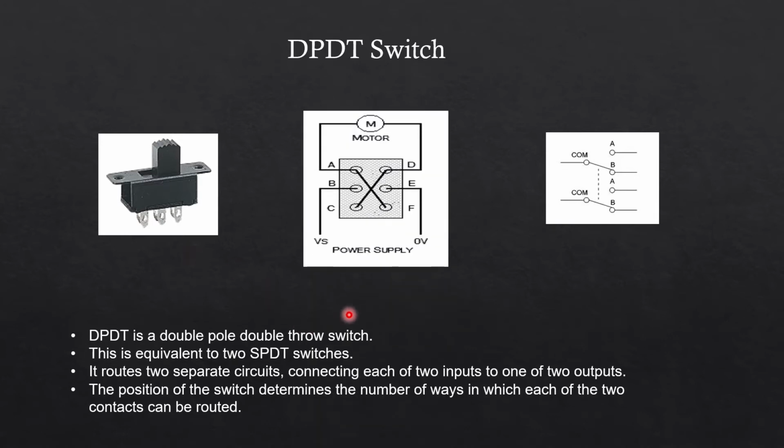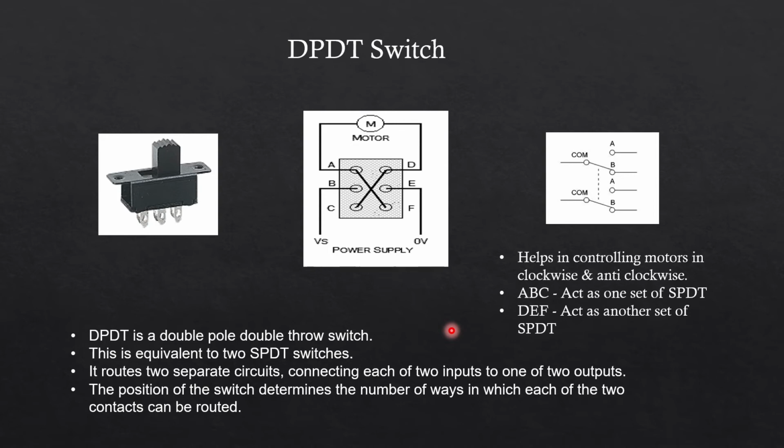Okay, now let's take an example to understand more about DPDT. This is a circuit controlling a motor in its clockwise and anti-clockwise direction. Let's see how a switch can be used to control the motor in both directions. Before getting into the connections, one thing to remind us: AB is connected internally and BC is connected internally, and DE is connected internally and EF is connected internally.